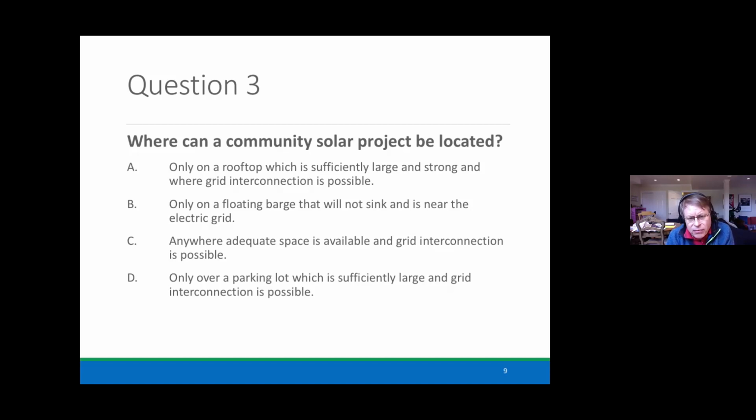And only over a parking lot which is sufficiently large and grid interconnection possible. So we've heard everything from proposals where you place the solar over a highway system or in the central portion of say the New Jersey Turnpike, and ideas where areas are available. The interesting thing about southern New Jersey is in the ACE service territory, there's a lot of land availability in that region compared to the northern part of the state.